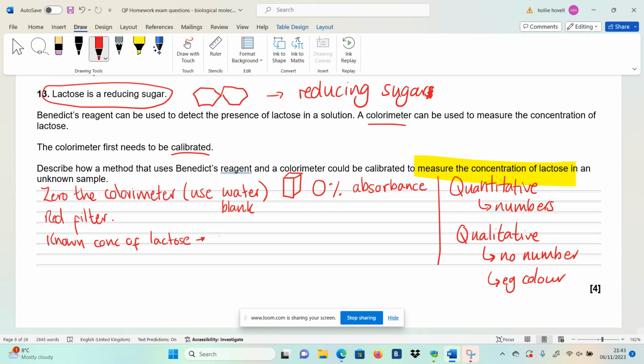we got concentrations of, let's say, 0%, 20%. We always try and do 5. That's good practice. 60%, 80%. And then with those concentrations of lactose, you perform the Benedict's test. So you add the Benedict's solution, you heat it up. Then what you're going to end up with is 5 samples of different colours.